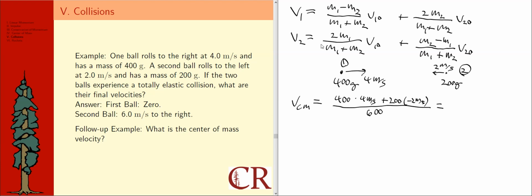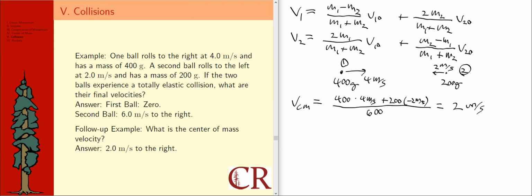Let's see here. Maybe we could divide off a common factor of 200, right? Because that would leave you with minus 2 here. This one would still be a 2 times a 4, which would be an 8. 8 minus 2 is 6 over 3. So I'm seeing 2 meters per second as a center of mass velocity. And I think if we check the answer, there it is, that was correct.